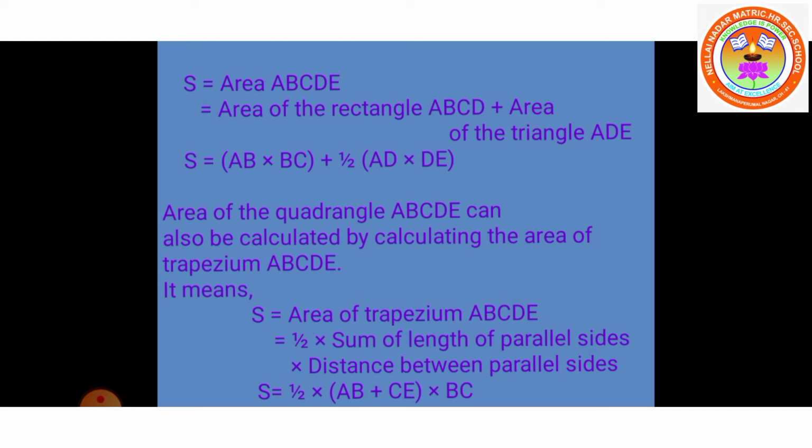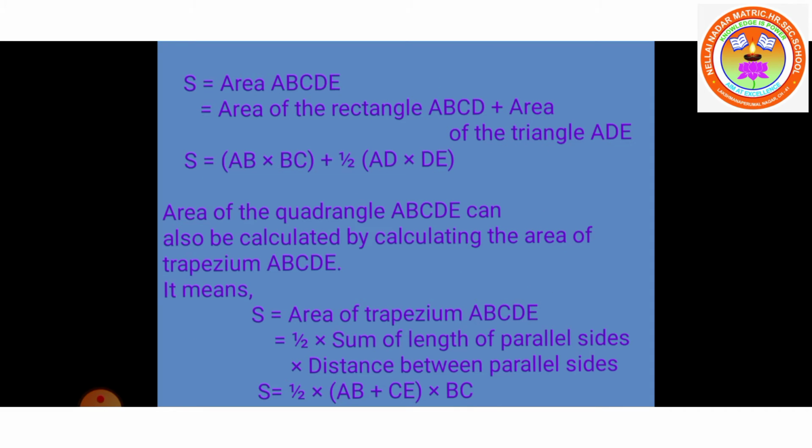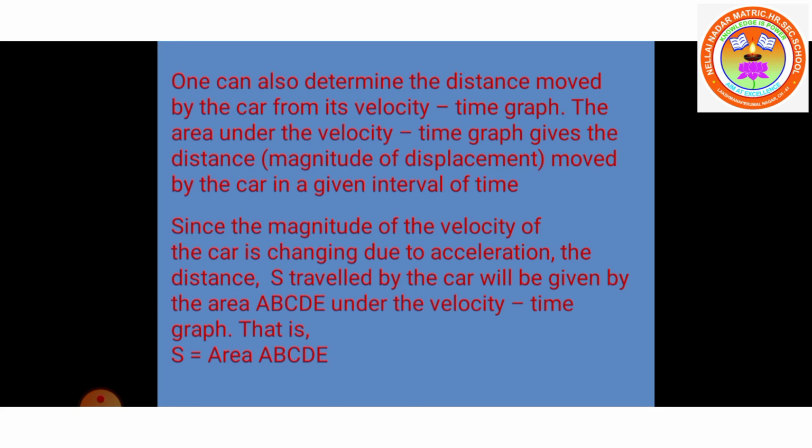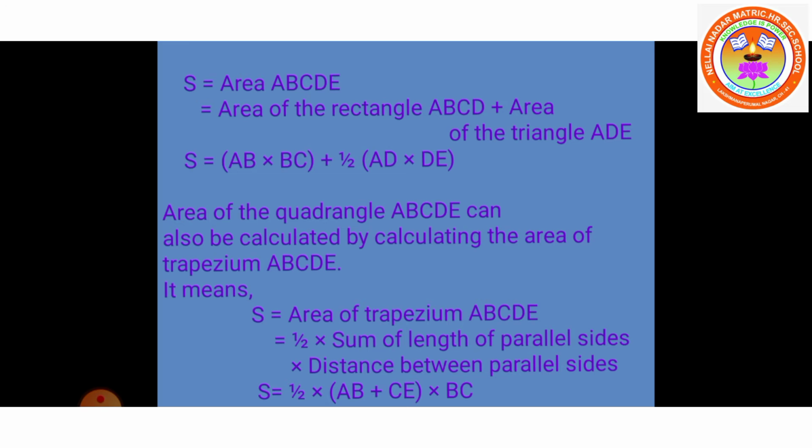Okay, so first we are going to calculate the area of the rectangle ABCD. So S is equal to AB into BC. It is the product of AB and BC, which gives the area of the rectangle. Next, plus the area of the triangle ADE. What is the formula for the area of a triangle? That is half into B into H. So we can write half, breadth is AD, height is DE. So we can write 1 divided by 2 into AD into DE. It gives the area of the triangle.